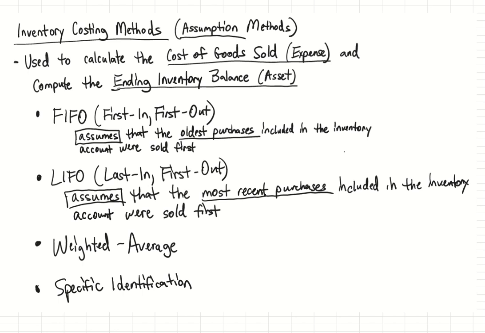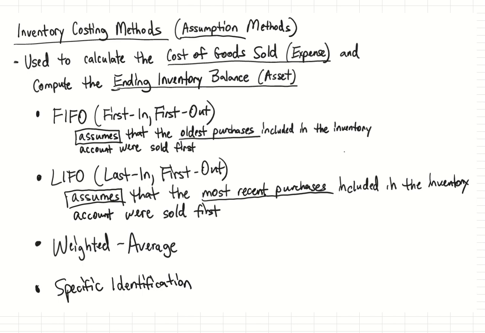And as you can see, this is why we have inventory costing methods, which are simply just assumption methods. You're assuming that this is what happened in the business. Depending on which method you use, it should properly align with the revenue that's generated. This will come close to what actually happens in the business operations.